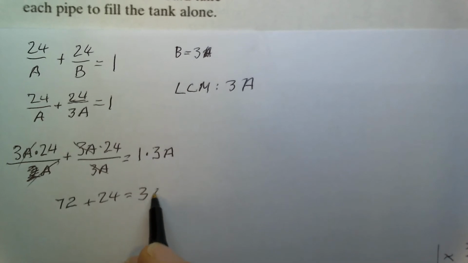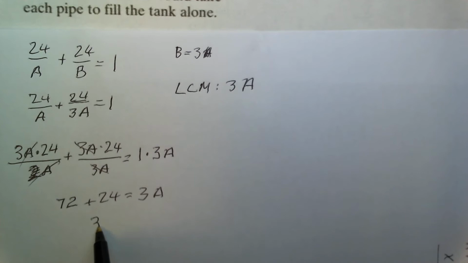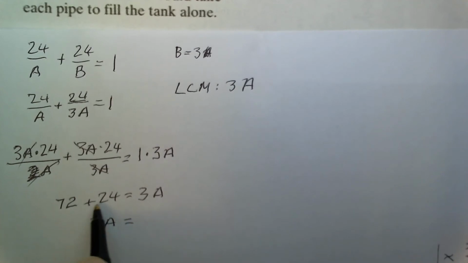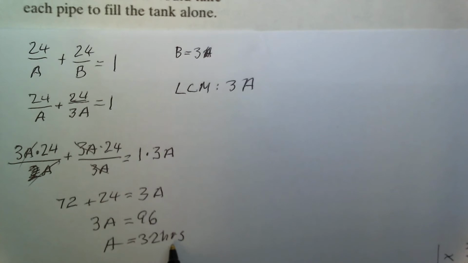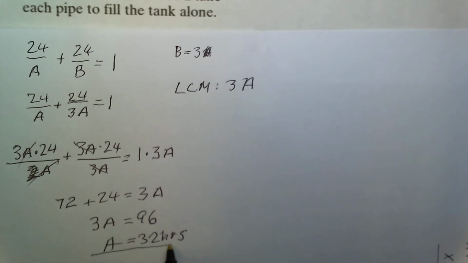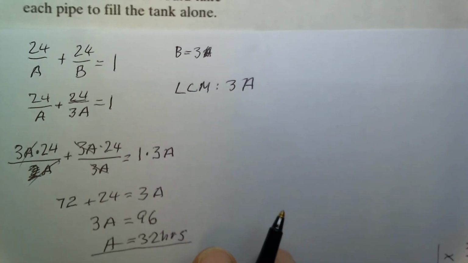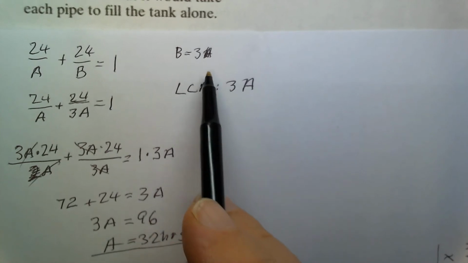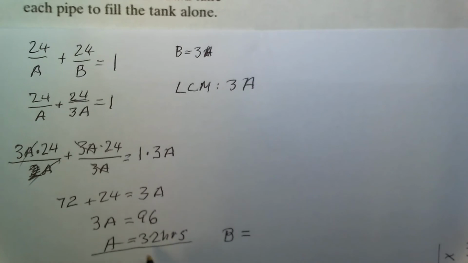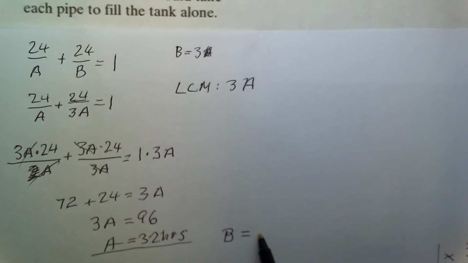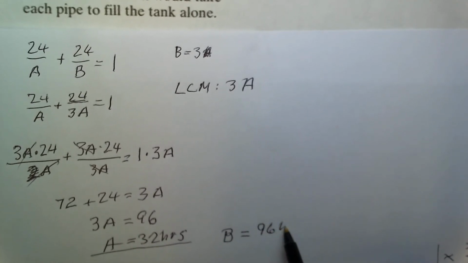Equals 3A, or writing it the other way around, 3A equals 72 plus 24, which would be 96, so A would be equal to 32 hours. So A can fill the tank alone in 32 hours, and since B is 3 times A, then B can fill the tank in 3 times 32 hours, or 96 hours.